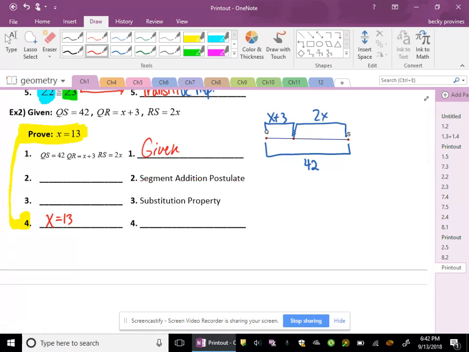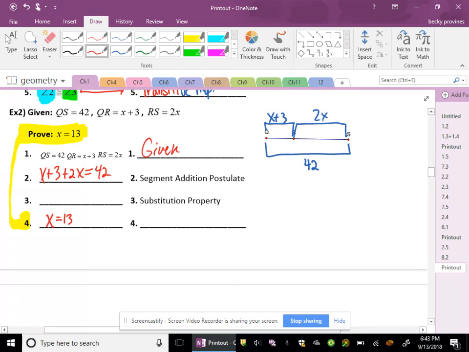So if you don't remember that, you're going to have to go back to chapter 1 notes and look it up. This is where we dealt with segments, and we said little segment plus little segment equals big segment. So you have to write an equation. So let's try this. X plus 3 plus 2x equals 42. All right, so next we are going to try to solve this. And I don't know that I agree with the next step.